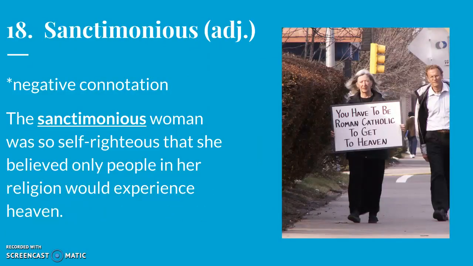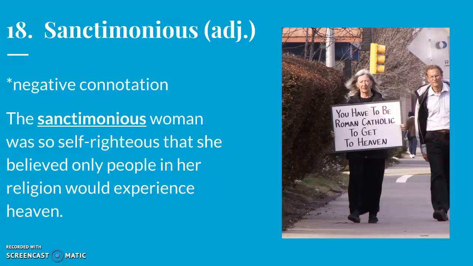Number 18 is sanctimonious, which is an adjective. The definition for sanctimonious is pretending to be morally better than other people, hypocritically moralistic or religious or self-righteous. So this really has a negative connotation. These are the kinds of people who just think they're better than other people. And they could have various different reasons for it. It could be morals, it could be religion, but they think they're better than others.